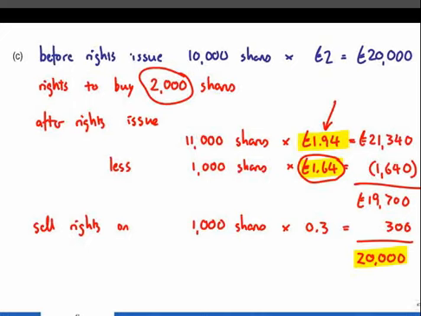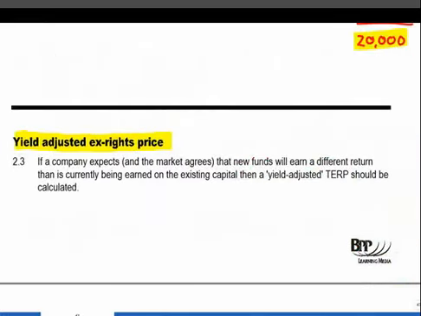The price after the rights issue, the ex-rights price, can sometimes be adjusted for the yield that you expect from the funds that you've raised. The yield adjusted ex-rights price can be calculated in two different ways. We'll look at one of these with the lecture example and then discuss the other.